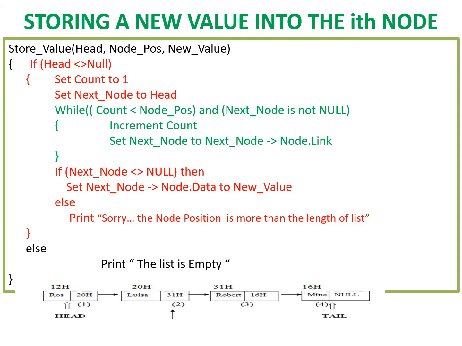Alright, so moving on with the next process or next operation. Okay? So we now have storing a new value into the ith node. As you have noticed, this is almost the same as our previous operation, retrieving the ith node.